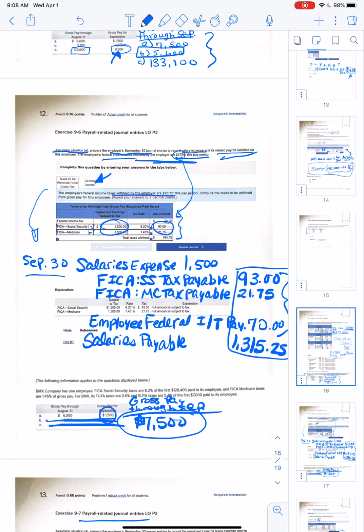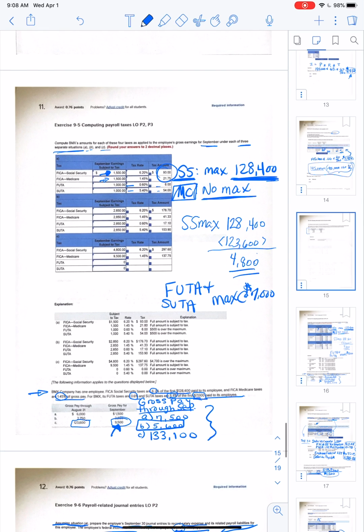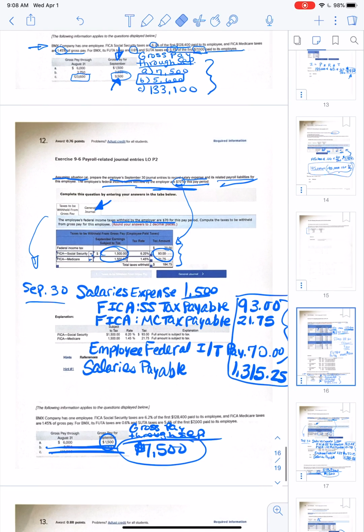So in this section, the first thing we're going to do is book salaries expense, a debit for the full $1,500 that we have in number 11 that tells us how much was paid. Right here for gross pay for September, and it's also right down here. So wherever you want to get that from is fine. I have included it at the bottom of this page for your convenience as well.